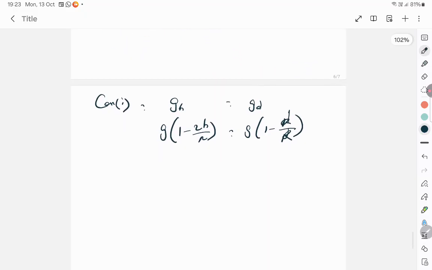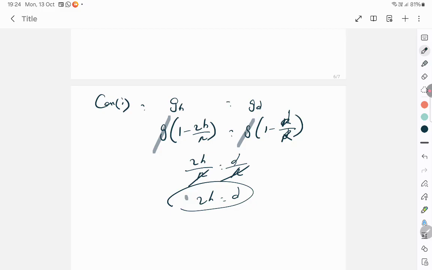I am equating. Assume gravity at a particular height and gravity at a particular depth are equal. If you equate them, g and g get cancelled, 1 and 1 get cancelled, and minus and minus get cancelled. You get 2h by R is equal to d by R. R and R also get cancelled. So 2h is equal to d.